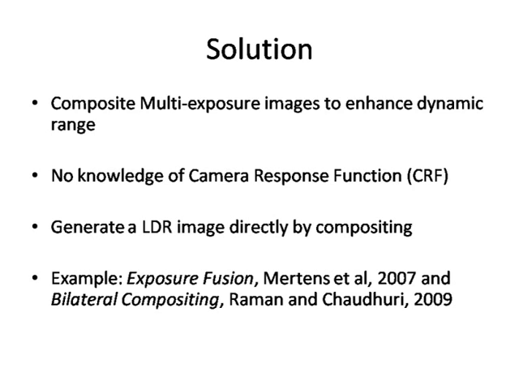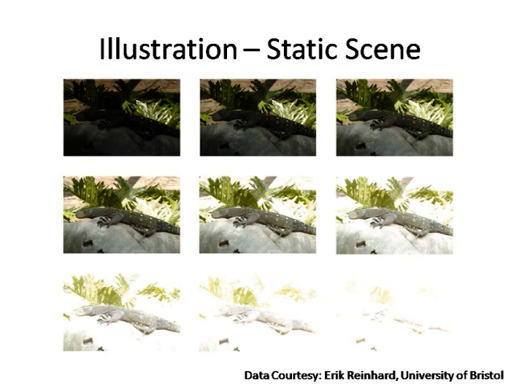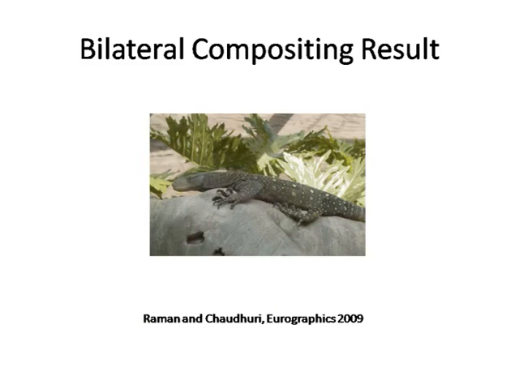Examples of some of the methods are exposure fusion by Mertens et al. and bilateral compositing by Raman and Chaudhuri. Here is an example of a static high dynamic range scene captured via multiple differently exposed images. This figure shows the compositing result of an existing method.